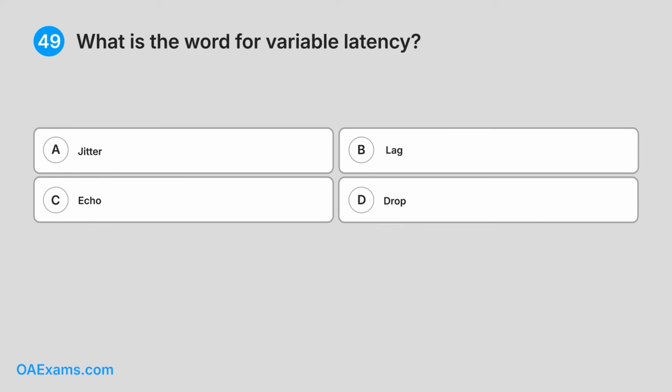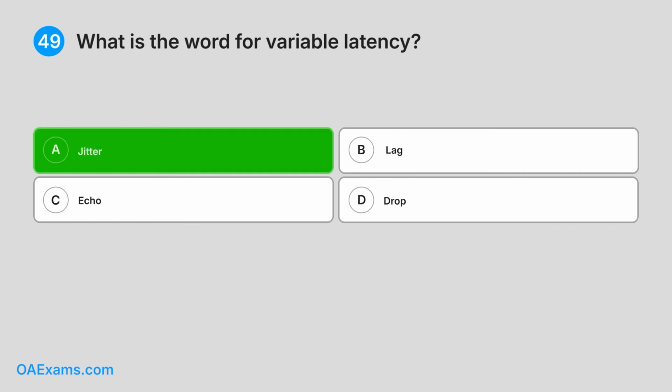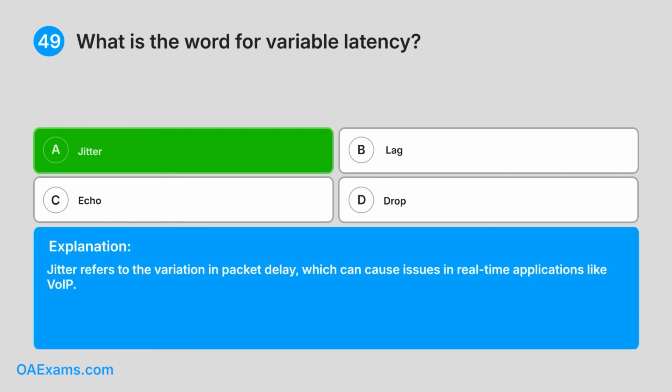49. What is the word for variable latency? A. Jitter. B. Lag. C. Echo. D. Drop. What do you think is the answer? Correct answer. A. Jitter. Explanation. Jitter refers to the variation in packet delay, which can cause issues in real-time applications like VoIP.